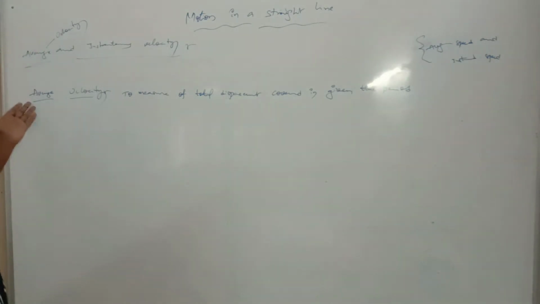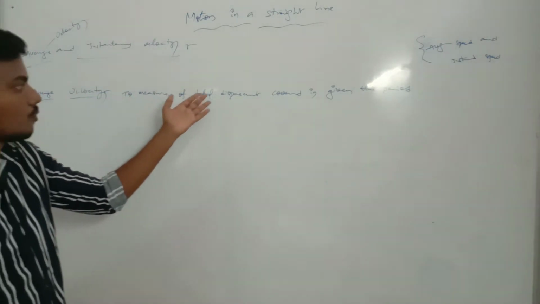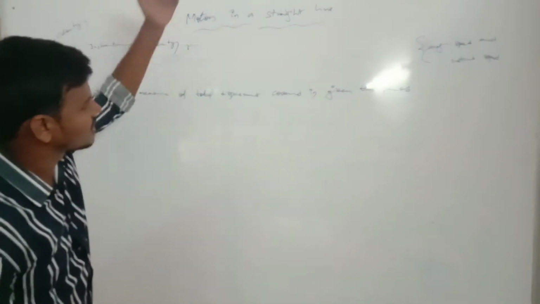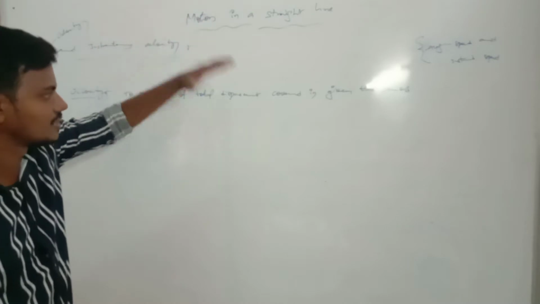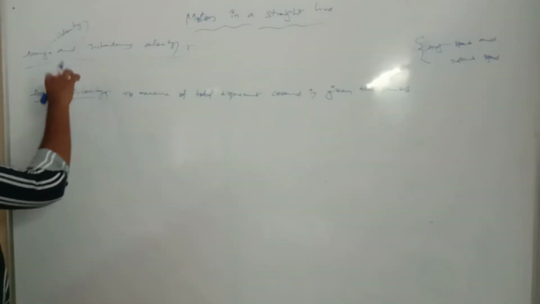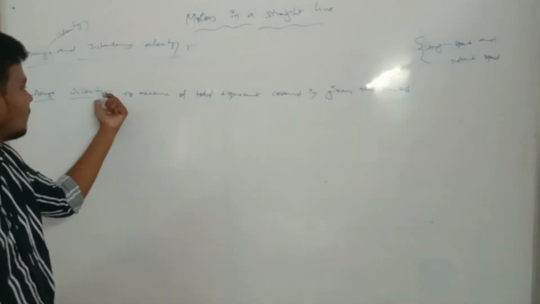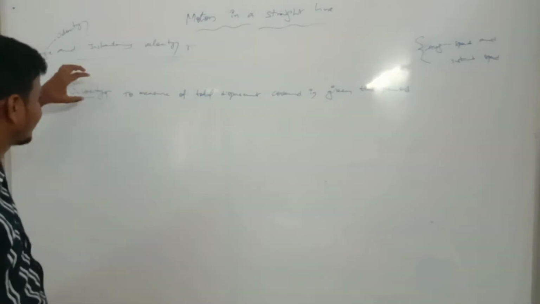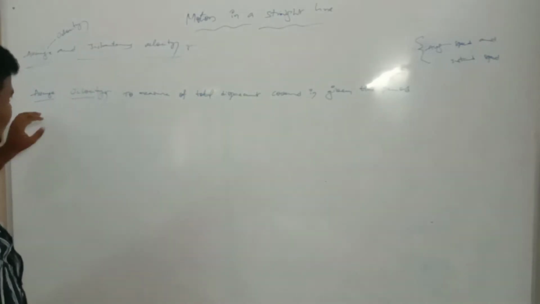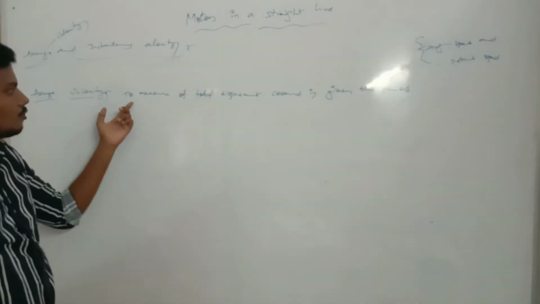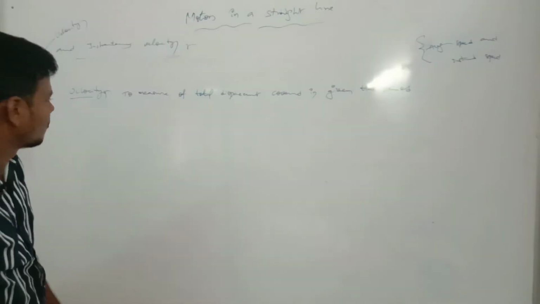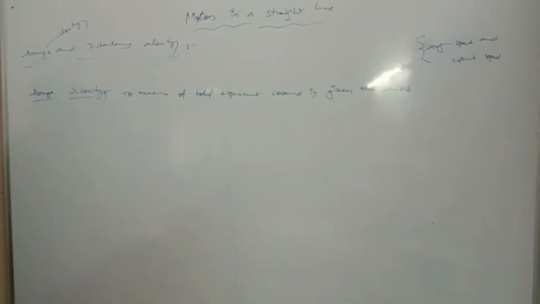Our previous one, average speed, is the measure of total distance covered in a given time. Now this is displacement; previous one was distance. Distance means we apply speed. Displacement means we apply velocity. This is a vector quantity, while that one is a scalar quantity. Average velocity is the measure of total displacement covered in a given time period.